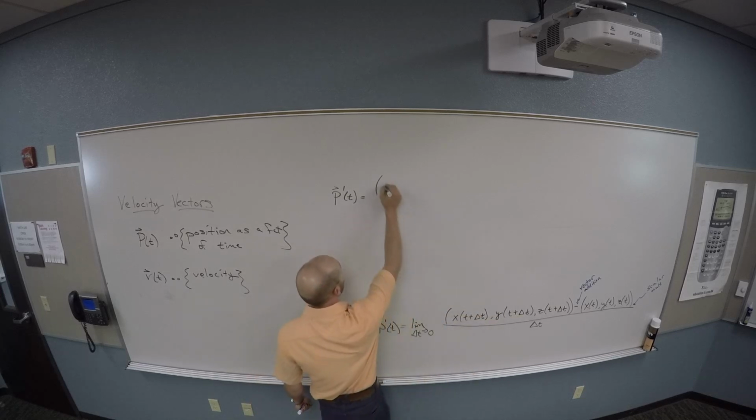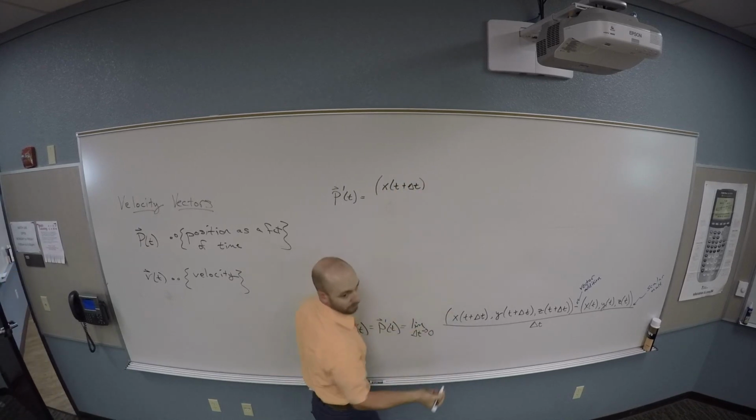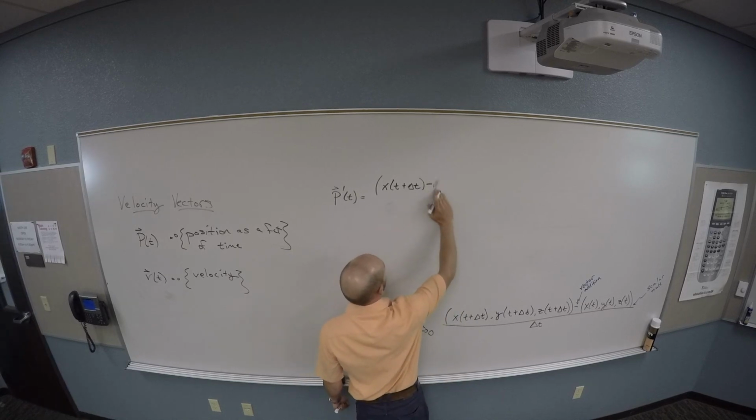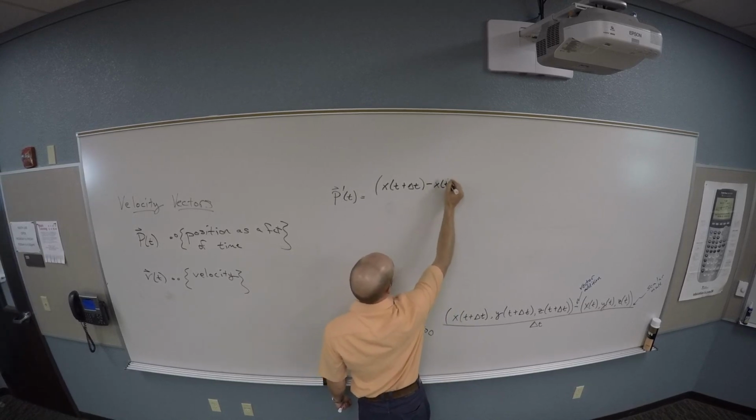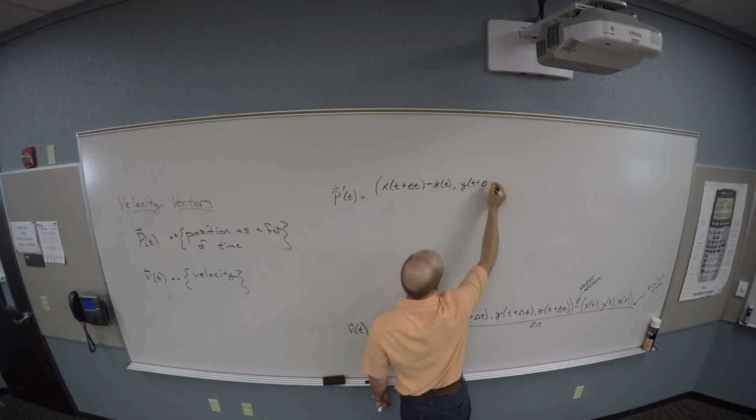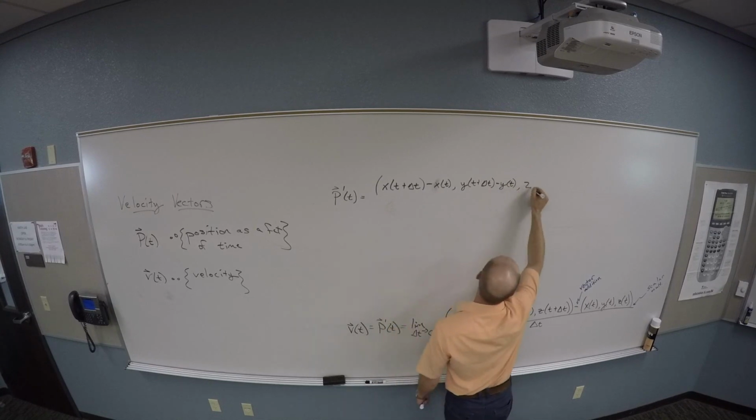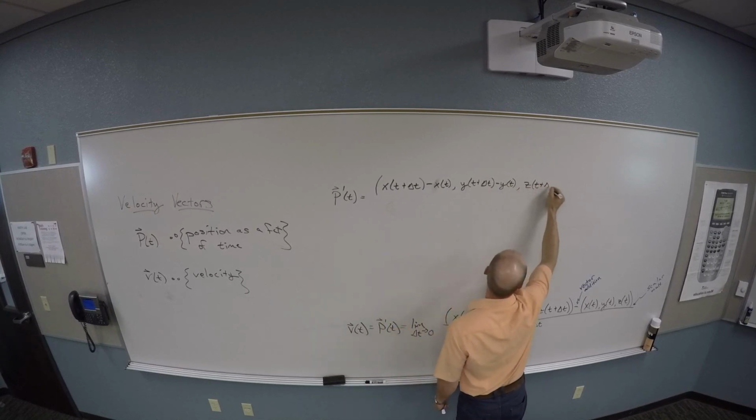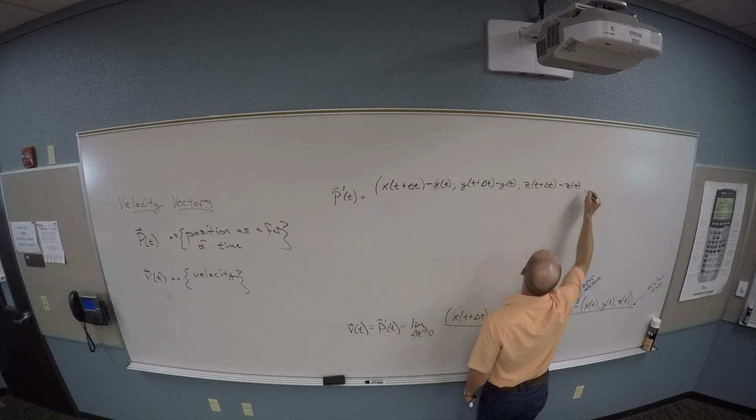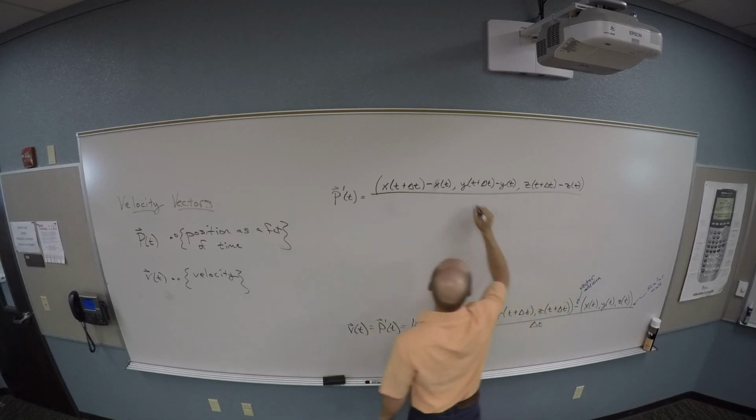So I'm going to get x of t plus delta t minus x of t, and the same for the others: y of t plus delta t minus y of t, and then z of t plus delta t minus z of t. And then all this is supposed to be divided by delta t.